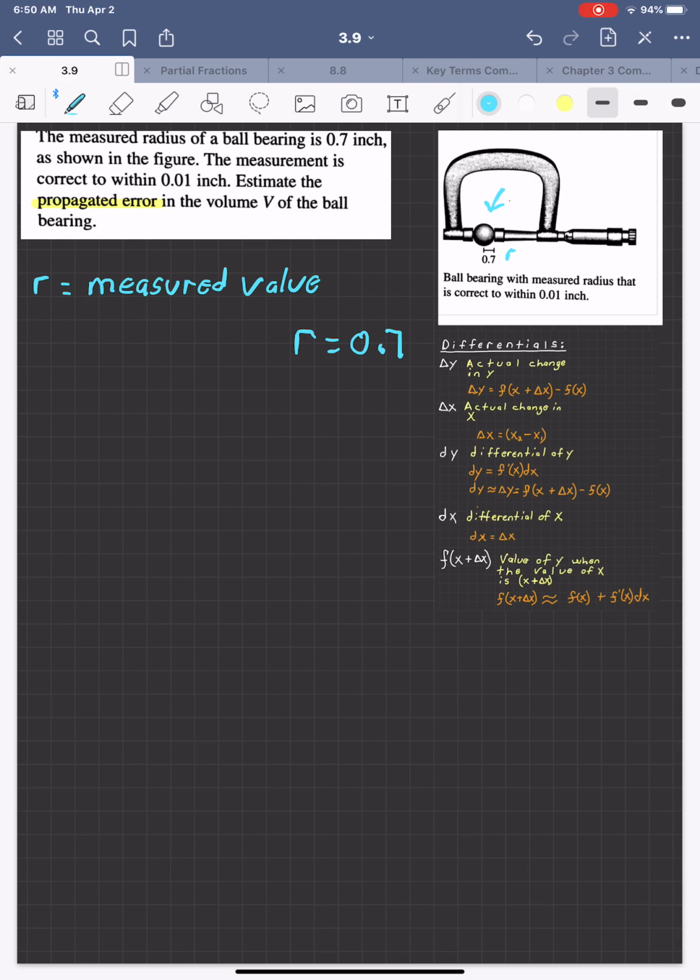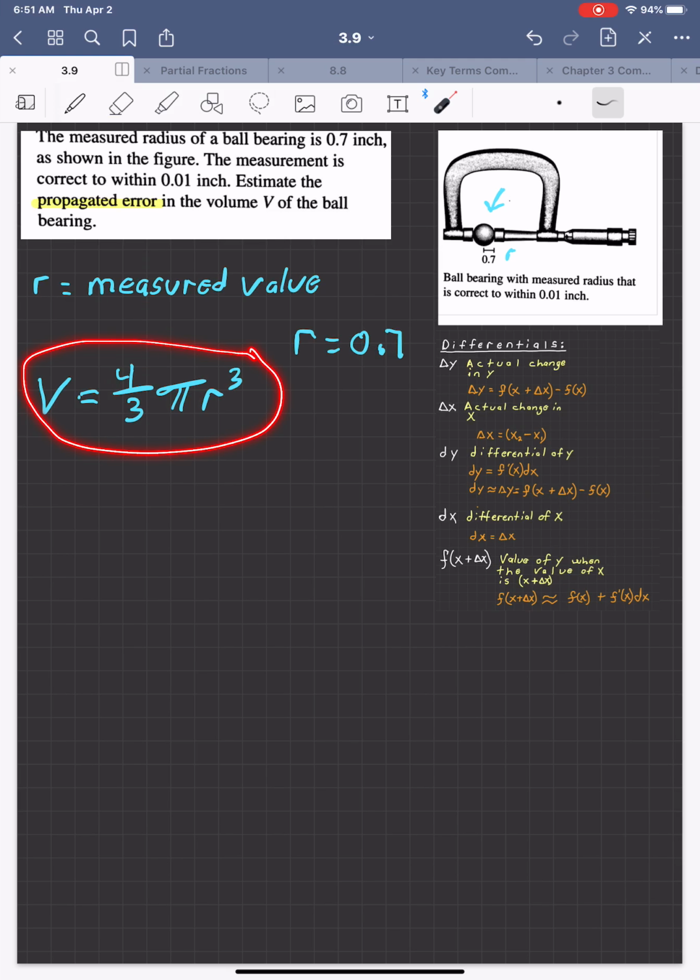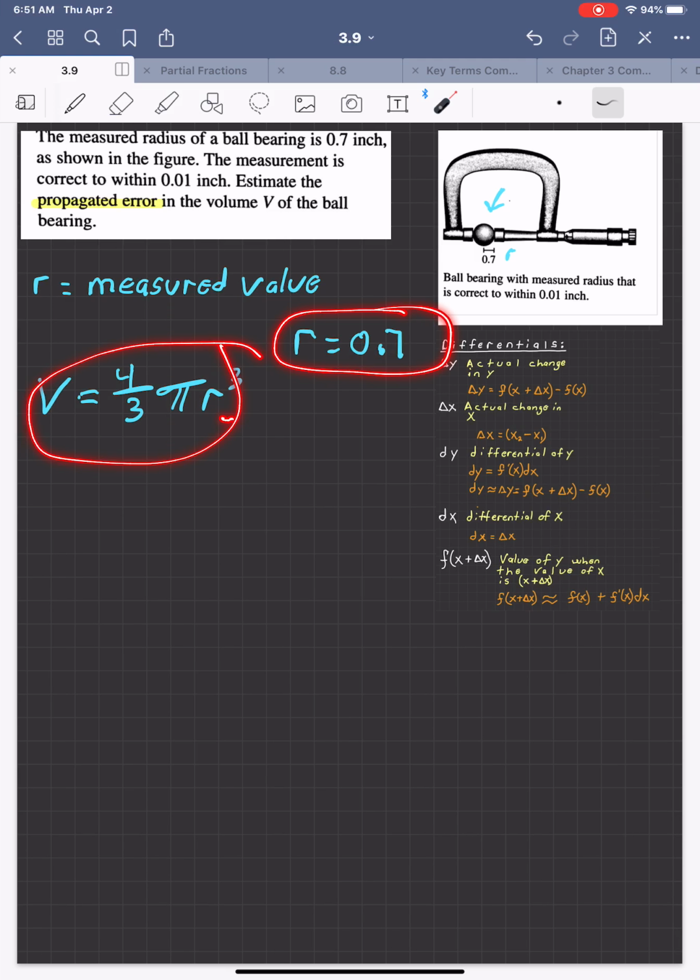But we weren't measuring the radius of this ball bearing just to measure the radius, right? We actually wanted to, at some point, use the radius of that ball bearing to find the volume of the ball bearing. The volume of a ball bearing is 4/3 pi r cubed, so this is the volume formula for a sphere. And now let me see if you'll agree with me. If we already have error in our first measurement, don't you agree that when we plug that radius into our volume formula, we're also going to have error in our volume? That makes sense, right? So we need to see how we can connect these two. We have errors in r, so that means there's going to be errors in V.